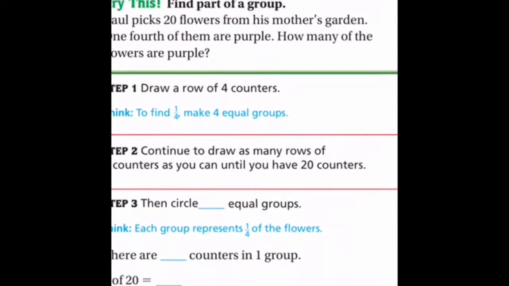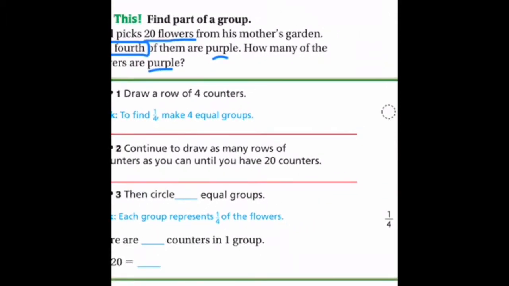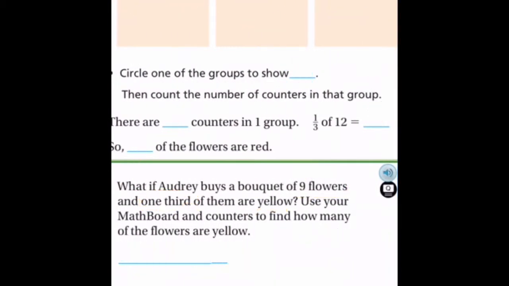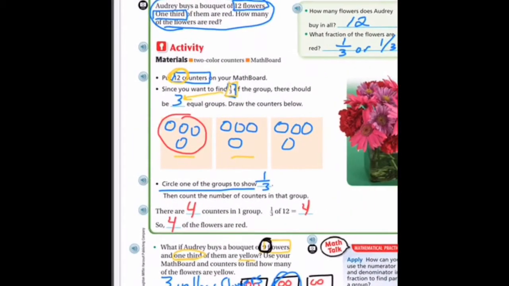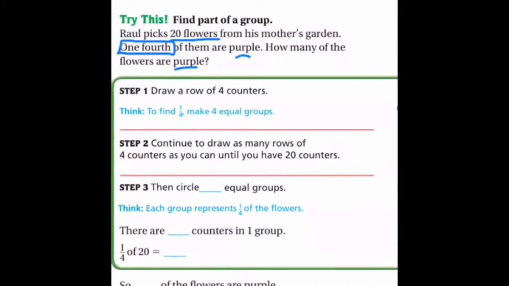Try this. Raul picks 20 flowers from his mother's garden. 1/4 of them are purple. How many of the flowers are purple? So, we can draw a row. This is a slightly different strategy. I really like the strategy that we worked on in the first example, but there is another strategy too.